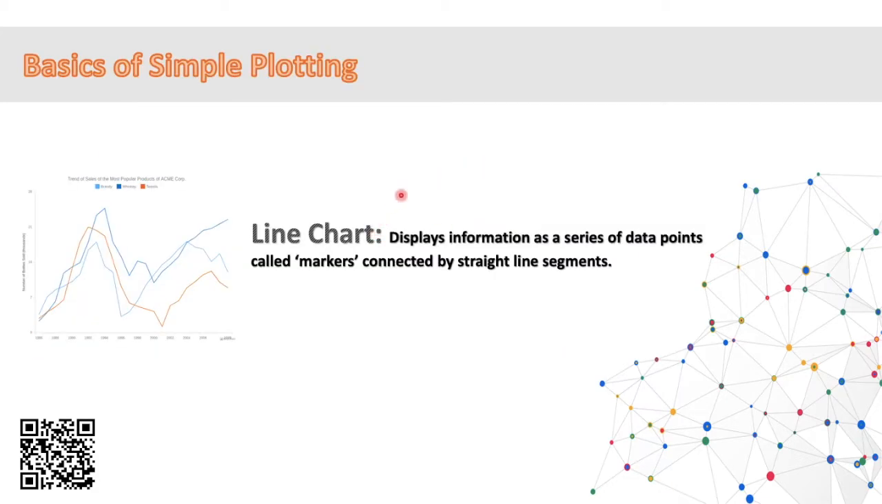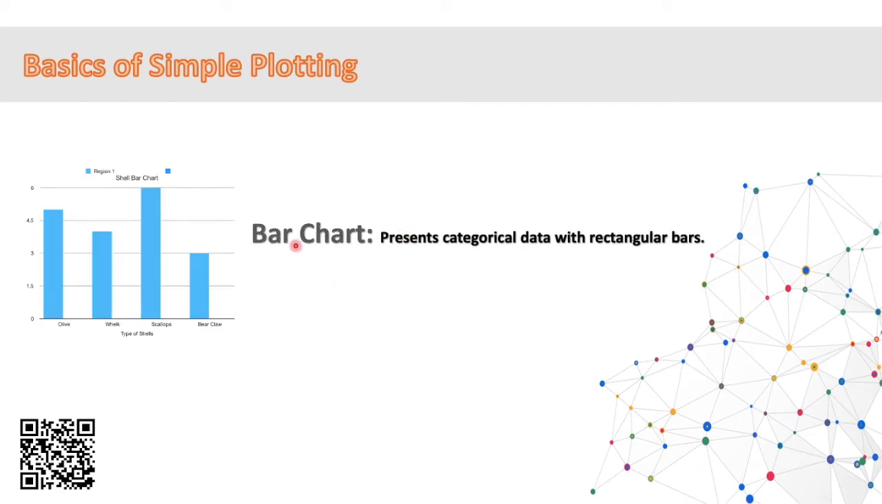Now let us try to understand line plot or line chart. What is a line plot or line chart? It displays information as a series of data points called markers connected by straight line segments. That means it uses data points called markers which are connected by straight line segments. This way it helps us represent the data in a graph. This is one of the common, basic plots which all of us know, that is bar chart or bar plot. It presents categorical data with rectangular bars, as you can see.